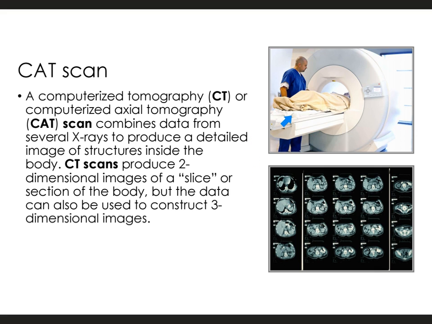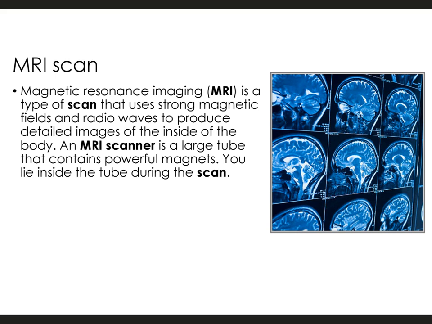So you can see that the person goes in a big dome, and then their brain will be scanned and show pictures like this. So this type of scan produces a two-dimensional image or a slice of a section of the body. So it doesn't have to just be a brain scan, you can also scan other regions of the body.